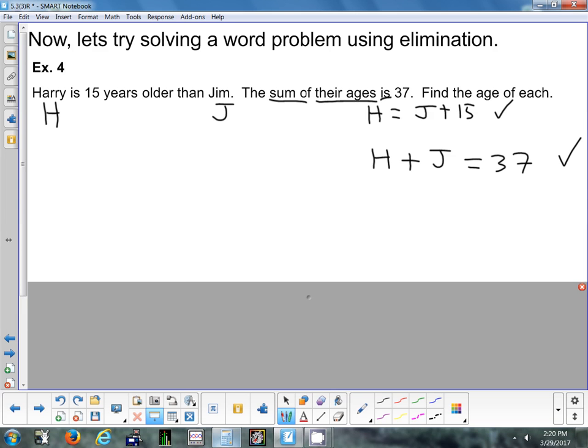Does either one of these equations look like the type we've been doing? It's already kind of in the right format. One of them, the bottom one. The bottom one, right? Letter, letter, number. It's just not x and y. So the top one, we need to fix it. What would we have to do to fix the top equation?